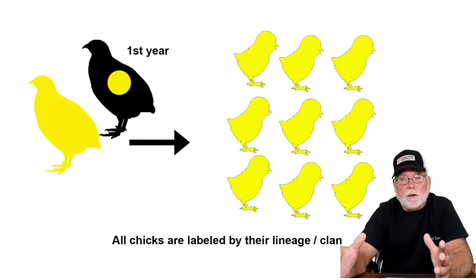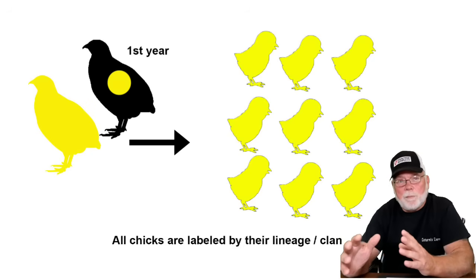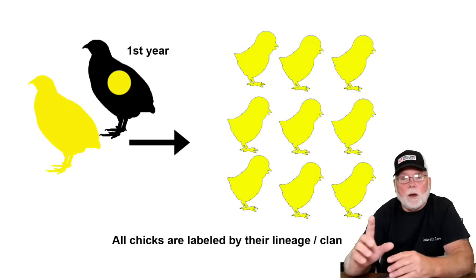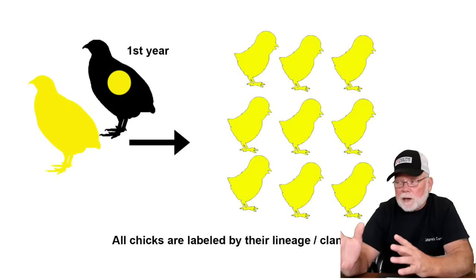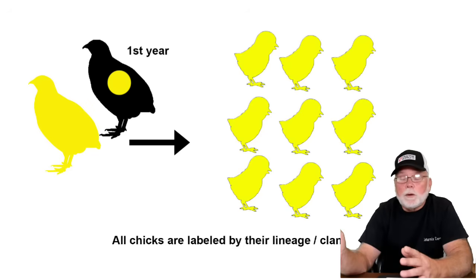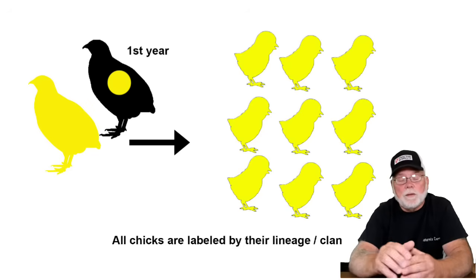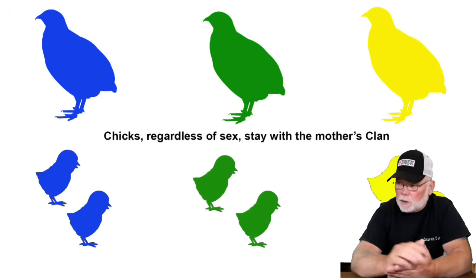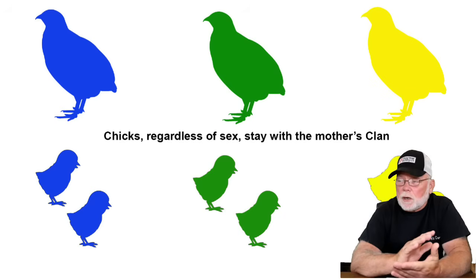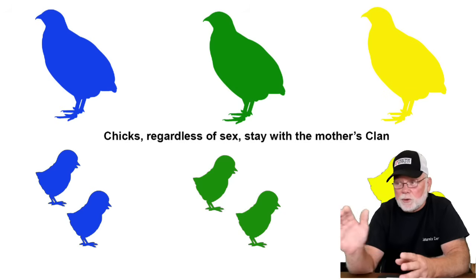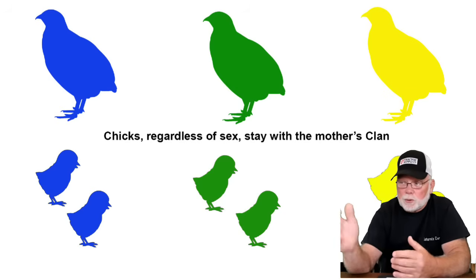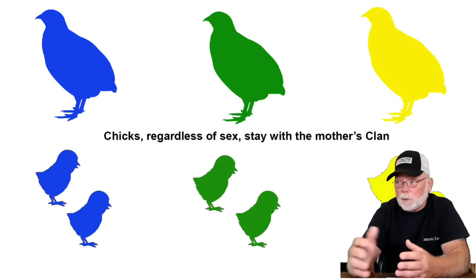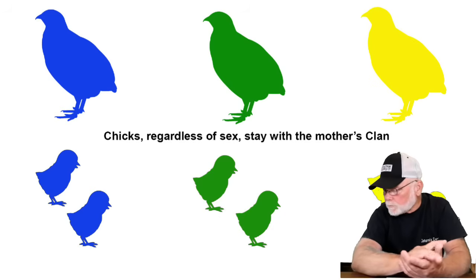All the chicks would still be yellow, but you're only going to select the top five hens and one of the best roosters. The top 5 hens will stay in that yellow group while the rooster rotates over to the next group. And we'll show you that on this page. But regardless, this is probably a little bit better picture to show you. Regardless of the sex, the chicks always stay within the mother's clan. So the blue clan, all their offspring are going to be blue. Same with the green, same with the yellow.